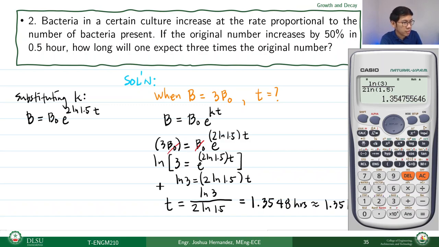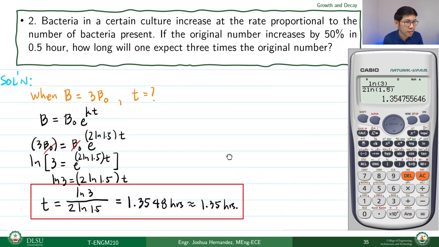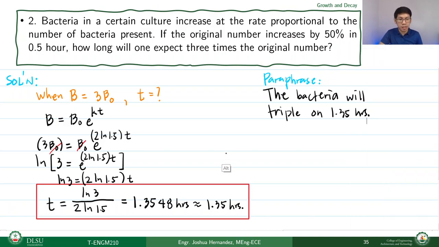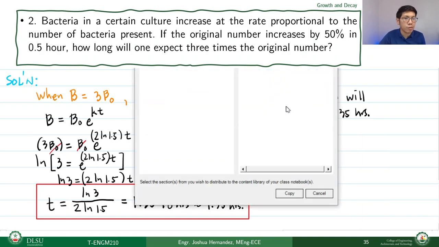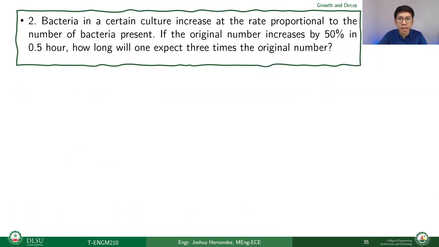Yeah, and there you have it, ladies and gentlemen. This is the length, no? Gaano katagal mag-triple yung bacteria? That will be 1.35 hours. Okay? So to paraphrase, last part, which is a bit yung formalizing lang, no? Yung ating sagot. The bacteria will triple on 1.35 hours. That's it. Okay. Oh, sorry. Parang pala. Yeah. The bacteria will triple on 1.35 hours. Yeah. Okay. Nice. Let's move on to our next problem.